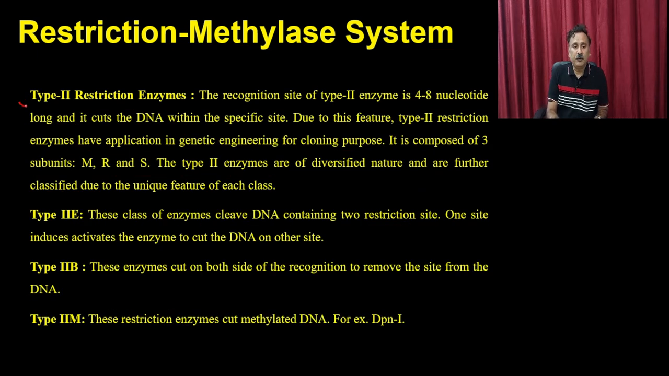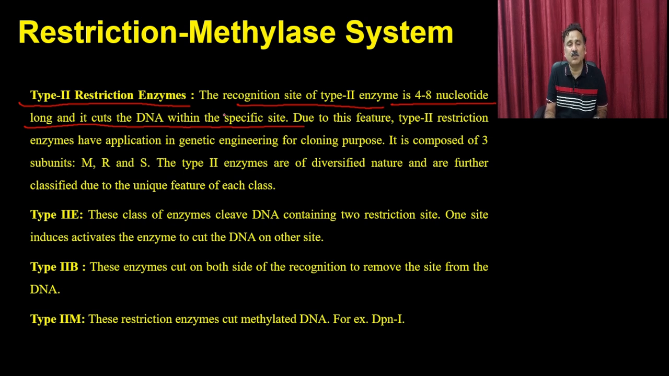Then we have the type 2 restriction enzyme. Type 2 restriction enzymes are useful for gene cloning. The recognition site of the type 2 enzyme is 4 to 8 nucleotides long, and it cuts the DNA within the specific site. Because of this feature, type 2 restriction enzymes are useful, because you know that it is going to recognize this particular sequence and cut within this sequence. Due to this feature, type 2 enzymes have application in genetic engineering for cloning purposes.